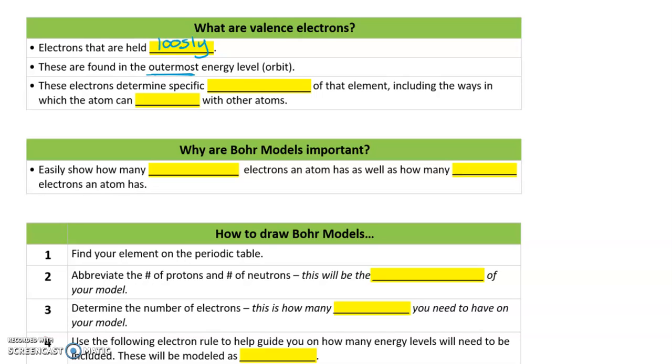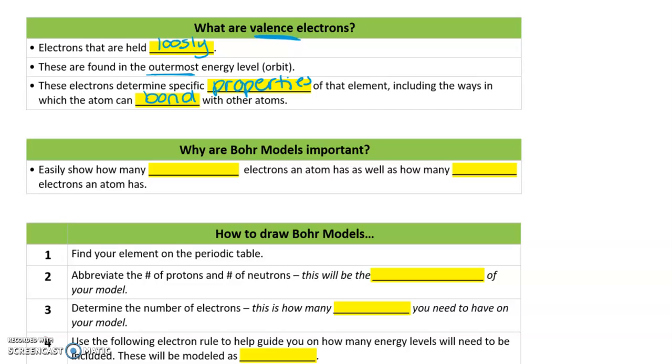These electrons are important because they determine specific properties of that element, including ways in which that atom can bond with other atoms. We're going to start getting into chemical bonding in the near future, and you're going to be focusing on the valence electrons to determine how it will bond with other atoms. So we'll come back to this at the end of the video.